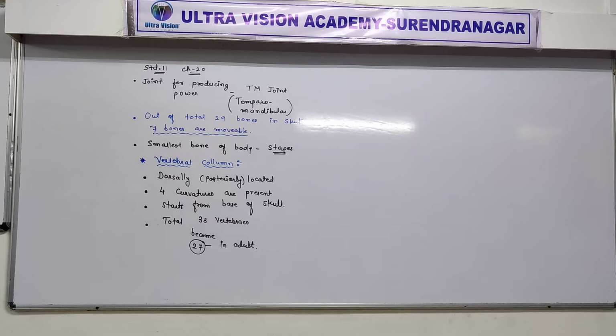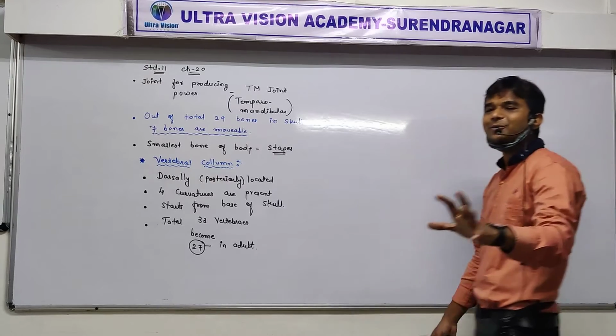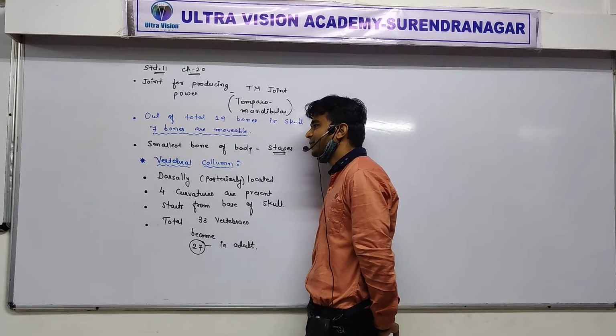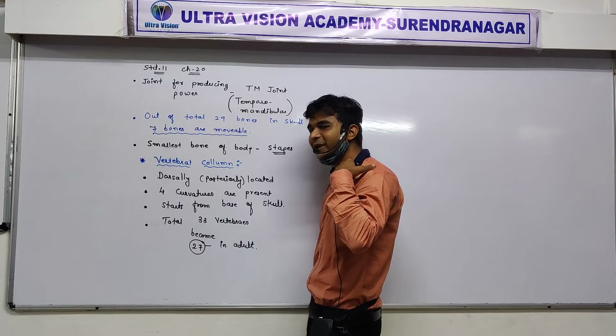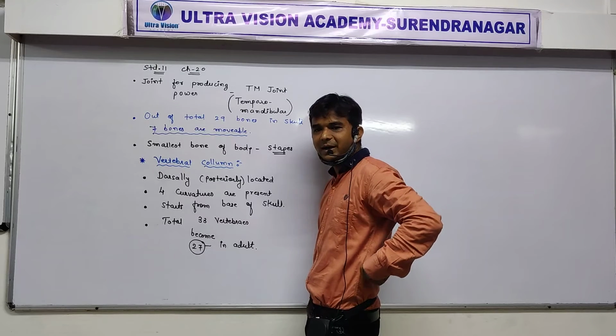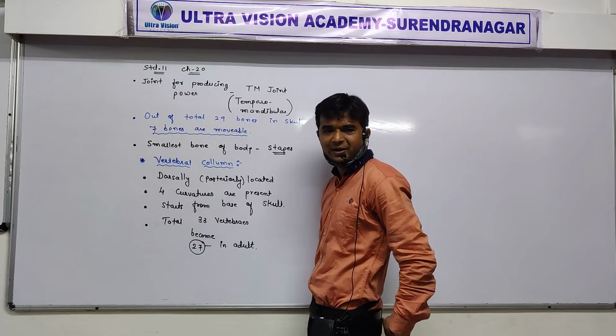Dorsally or posteriorly it is located. Where? Back side. Four curvatures are present. Anybody explain this? Four curvatures. Keep the body on whichever side you like. Suppose I am standing on this side. Four curvatures are there: in the neck region, anterior curvature; thorax, posterior; lumbar, anterior; and pelvic, again posterior.